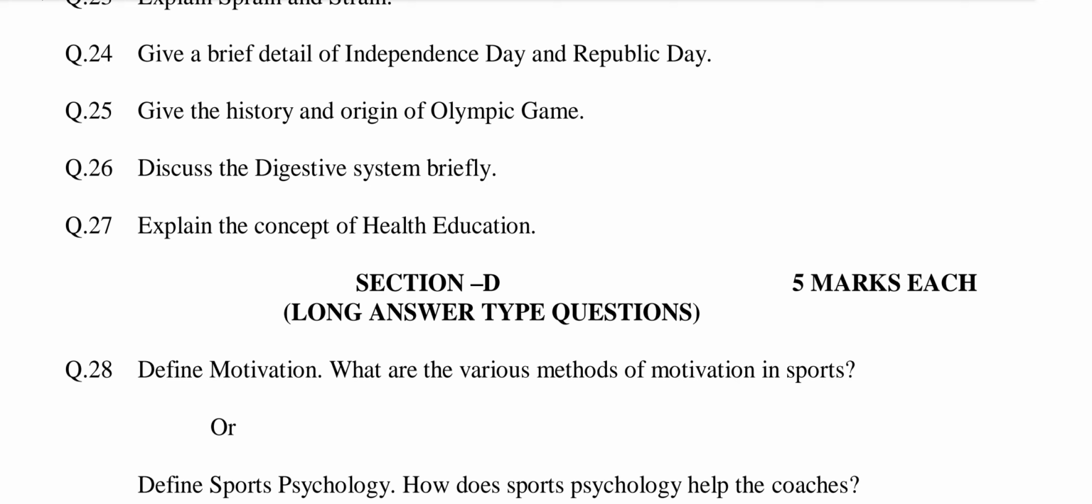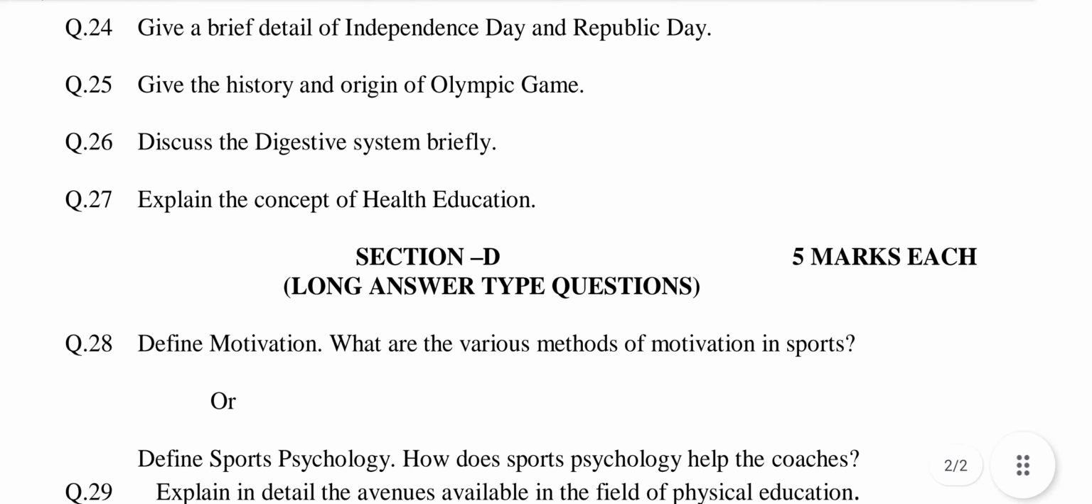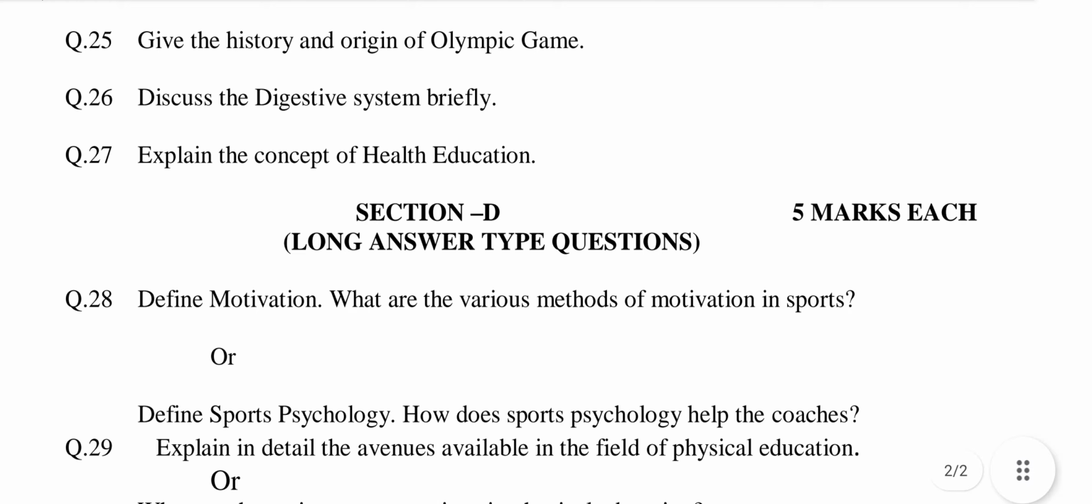Question number 24. Give a brief detail of Independence Day and Republic Day. This question is related to chapter number 7, National Games. The answer may be: first explain Independence Day in detail and then Republic Day in detail. Question number 25. Give the history and origin of the Olympic Games. This question is related to chapter number 8, Olympic Games.